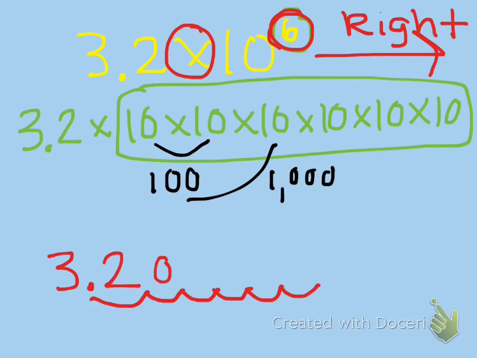All those empty spaces get filled in with zeros. So my answer for 3.2 times 10 to the 6 is really 3,200,000. And that's it. That's my answer. You guys are going to love this trick.